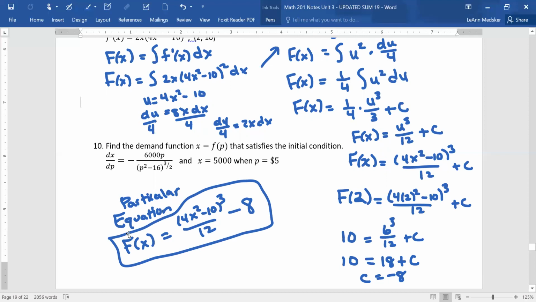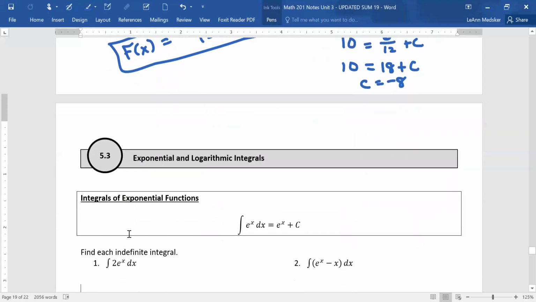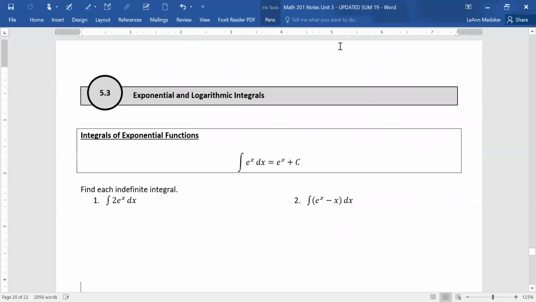Okay, so that is the end of the pre-video part for 5.2. Our next part is going to be 5.3. And I will do that on a separate video so that it doesn't end up causing you guys to watch too long of a video at the same time.